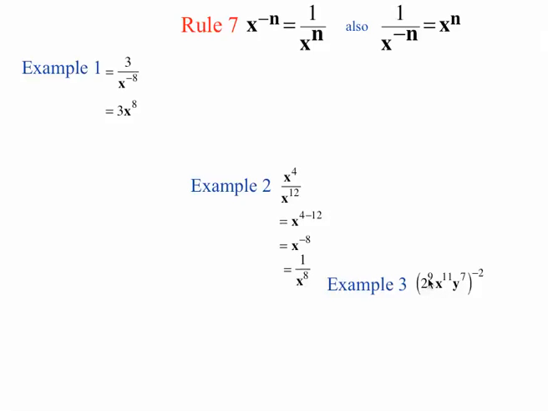Example 3, if we have 2 to the 9, x to the 11, y to the 7, all to the negative 2, this negative is going to flip everything down to the bottom. So we're going to get 1 over 2 to the 9, x to the 11, y to the 7, all to the power 2, which is 1 over 2 to the 18, x to the 22, y to the 14.